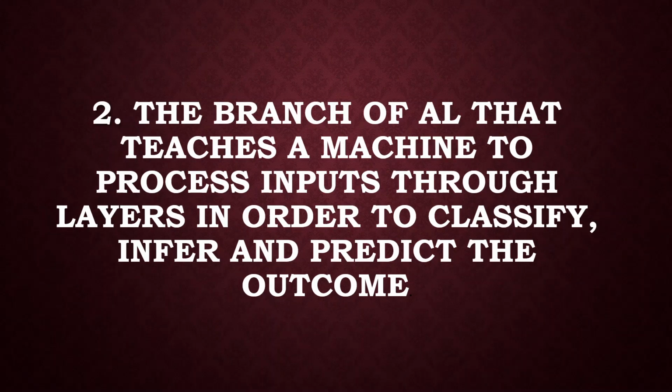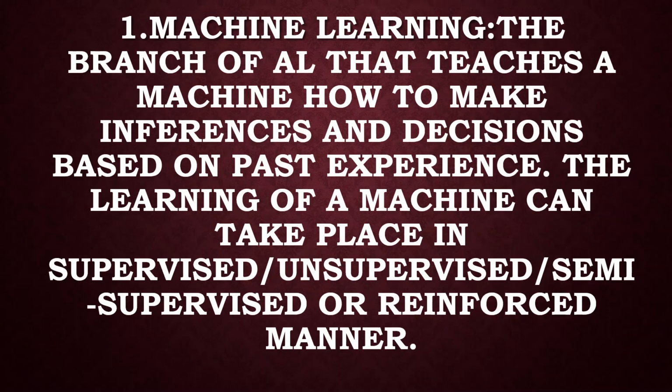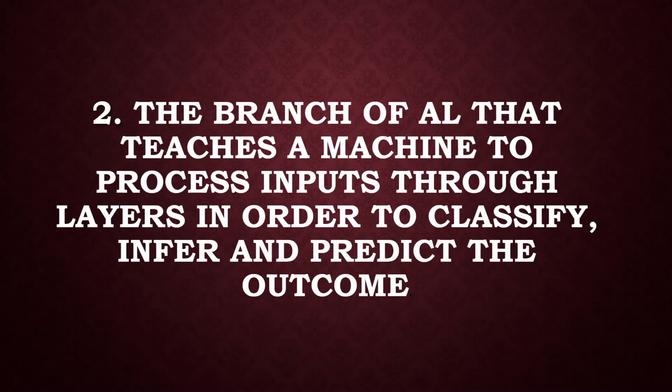Now, deep learning. Second one, deep learning. The branch of AI that teaches a machine to process input through layers in order to classify, infer, and predict the outcome. So here we learned about machine learning. The second one is deep learning. In deep learning, the machine learns through filtering of data using multiple layers.